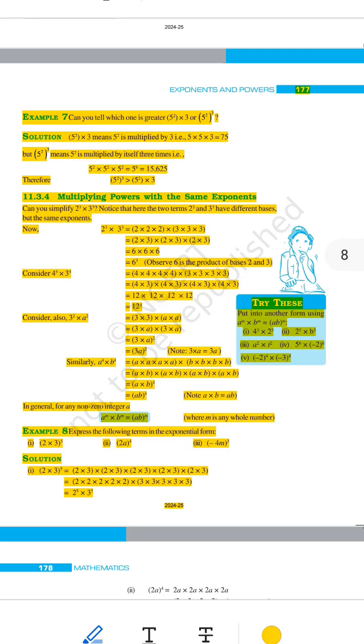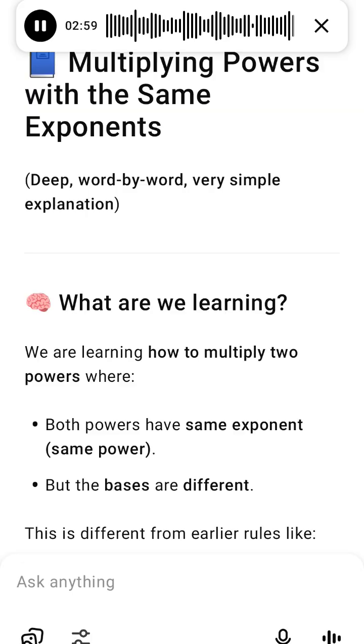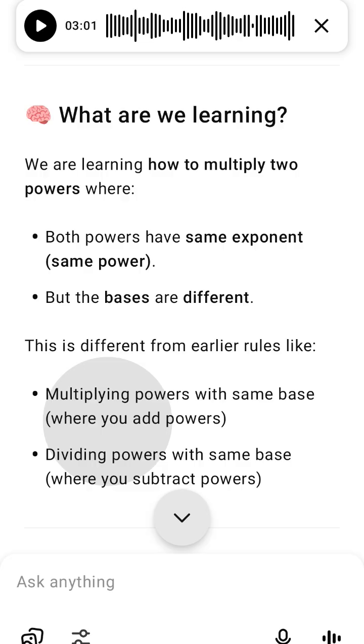Absolutely. Let's now make easy, clean, deeply explained notes based on the concept we just studied. Theory notes: multiplying powers with the same exponents. Main concept: when two powers have the same exponent, the same power, but different bases, we can multiply the bases and keep the same exponent.